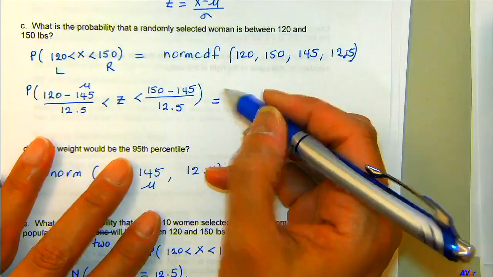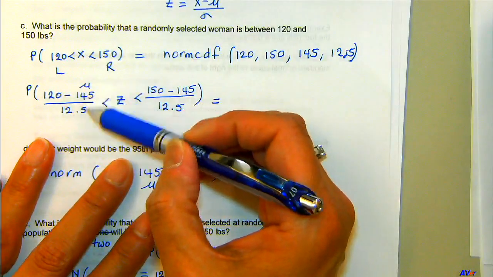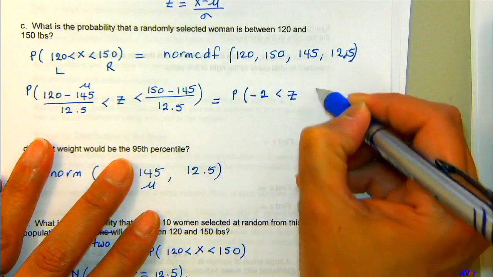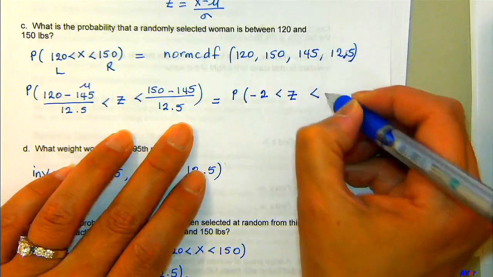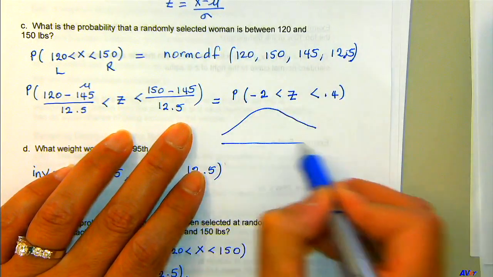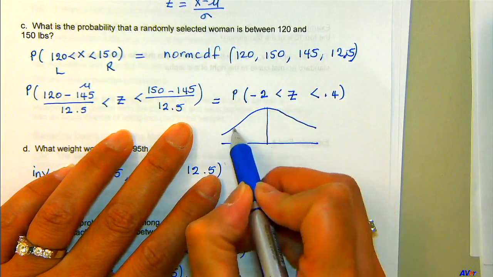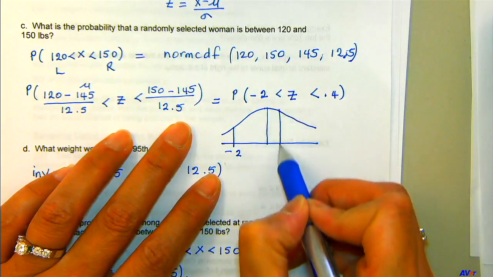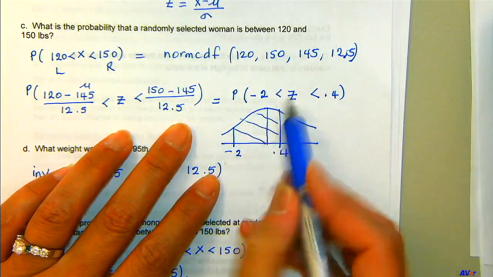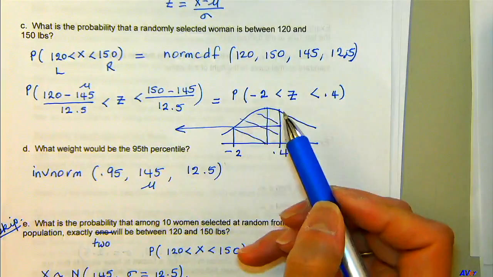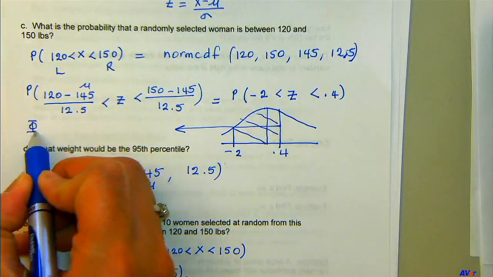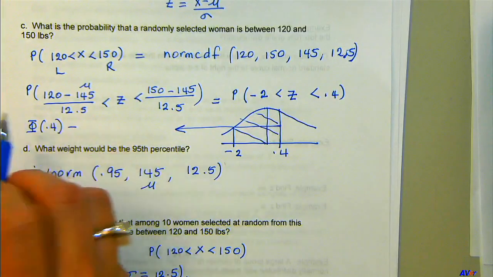So on the left side, I get -2 less than Z less than 0.4. So let's go to -2 and positive 0.4. And I want this area. So I will take phi of 0.4. That means go look up the table. Minus phi of -2.